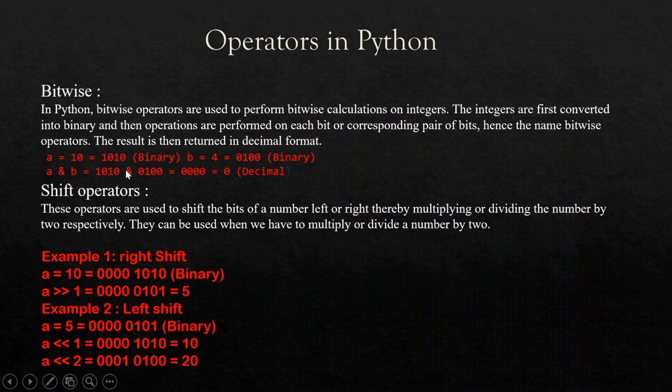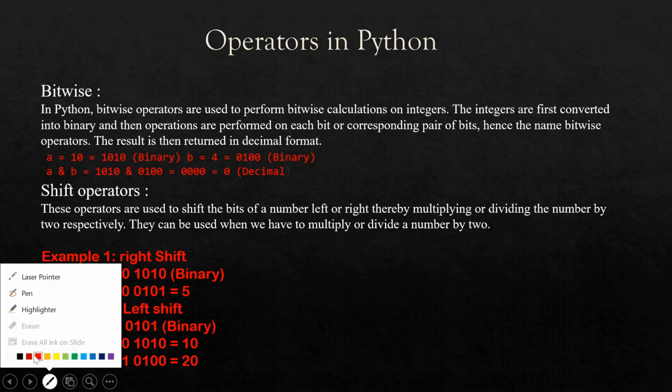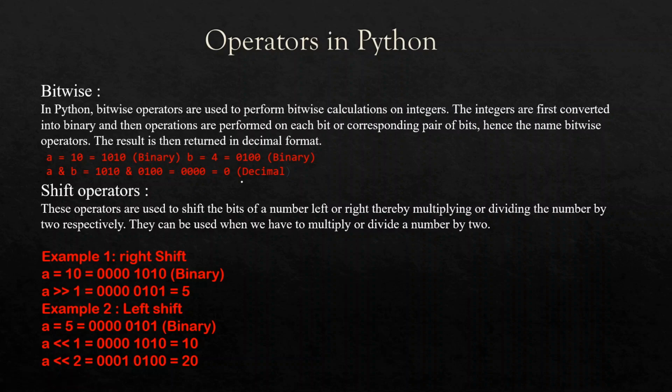There are two bitwise operators in Python, one is AND, another one is OR. So what does this operator do actually? First it will convert the integer or decimal number into a binary number. After that, over that binary number, it will perform the bitwise AND or OR operation, and then again it will give you the result in decimal format.